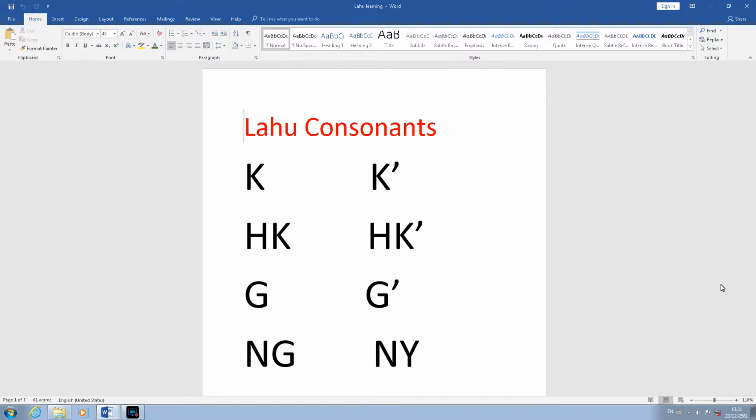Today, in this session, I will teach you the Lahu consonants. Learning Lahu writing skill is easy because the Lahu writing skill uses an alphabet based on English sounds. If you and your friend know English, it is even easier. The thing you should do is remember the sound and the metric of your Lahu language.